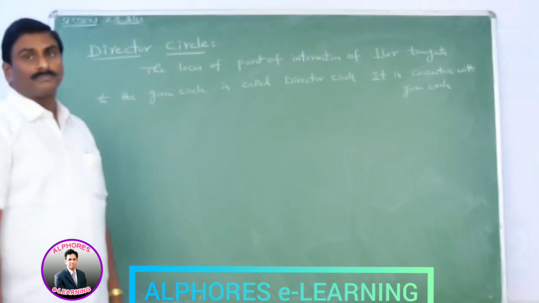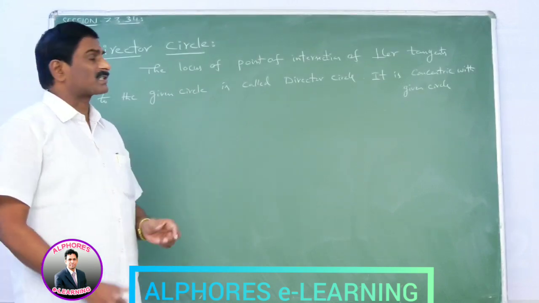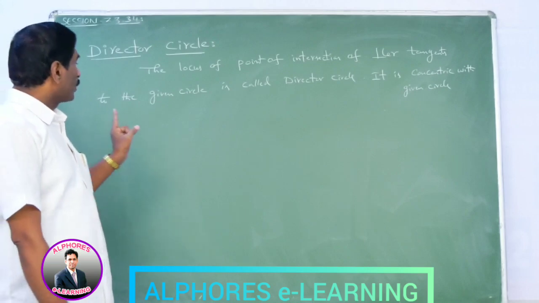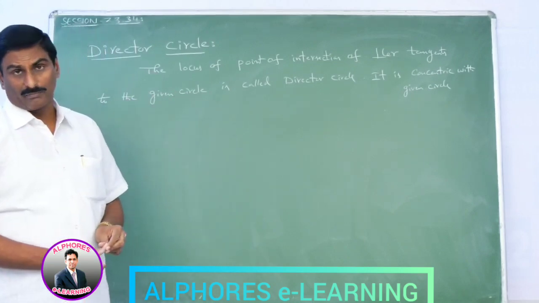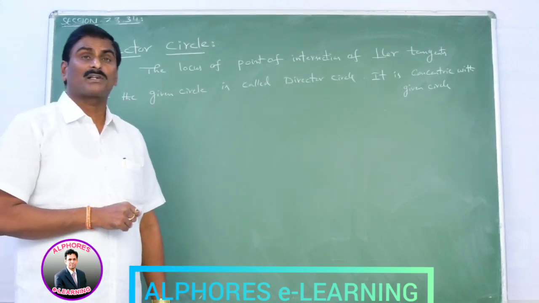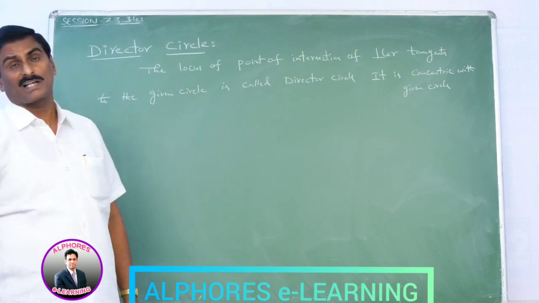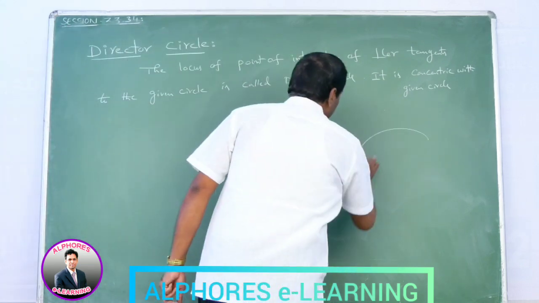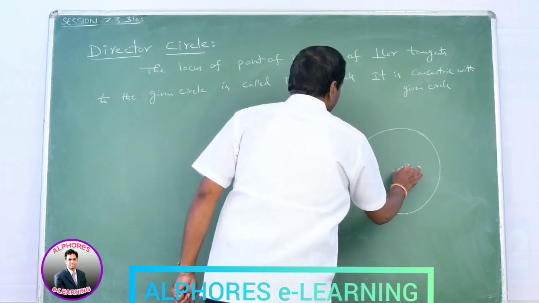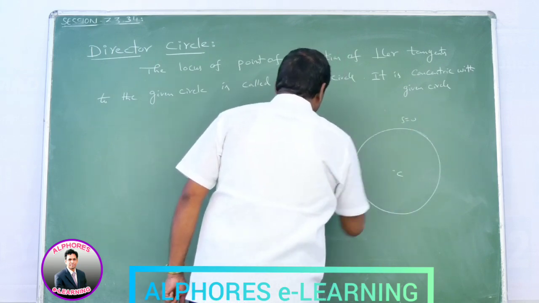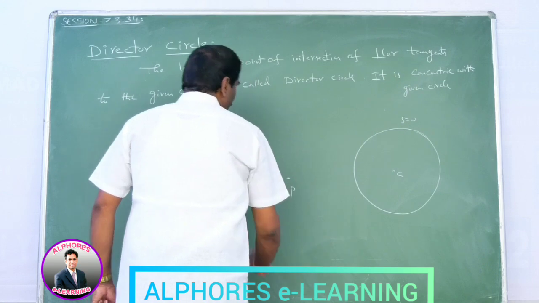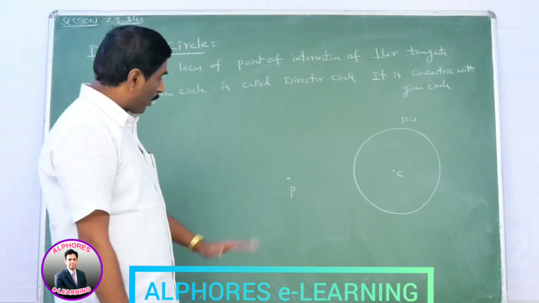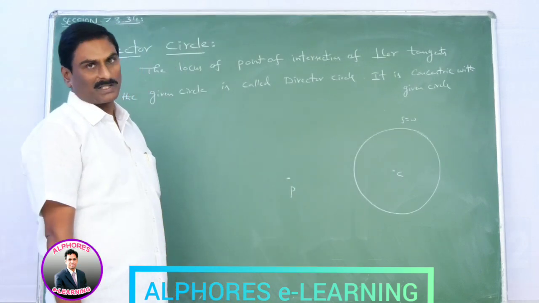Director circle. The locus of the point of intersection of perpendicular tangents to the given circle is called a director circle. Suppose this is the given circle S = 0. P is any point outside of the circle, that is, P is exterior with respect to the circle.